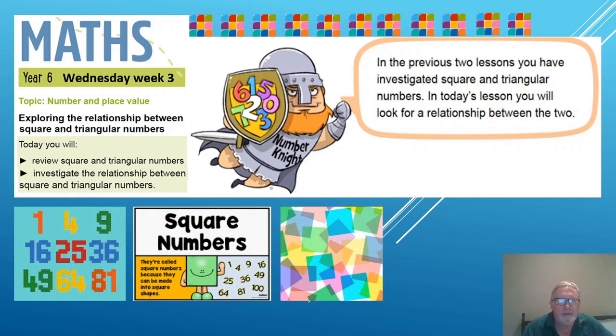All right, we're into lesson number 3. It's Wednesday's work. Now, this lesson is designed to follow on from the first 2 lessons, which looked at square numbers and triangular numbers. And today, what we'll discover is that there is actually a relationship between square and triangular numbers. So, we very much investigated the patterns that were involved, and today we're going to look at what that relationship is as revealed by the patterns. So let's get started.